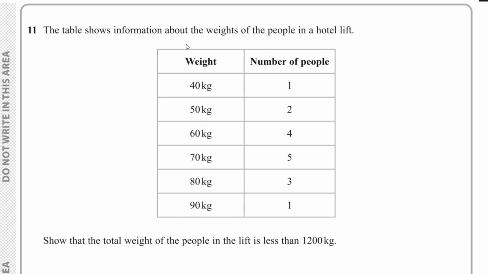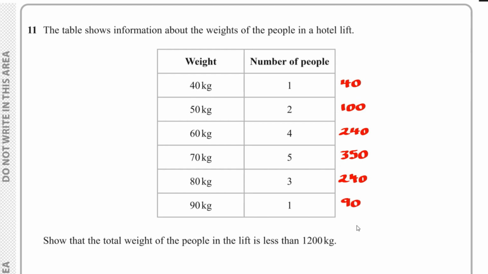Question 11. The table shows information about the weights of the people in a hotel lift. We have to show that the total weight of the people in the lift is less than 1,200 kilograms. We've got one person with a weight of 40 kilograms. We've got 2 people with a weight of 50 kilograms, so their total weight is 100 kilograms. We've got 4 people with a weight of 60 kilograms, so their total weight is 240 kilograms. We've got 5 people with a weight of 70 kilograms, so their total weight is 350 kilograms. We've got 3 people with a weight of 80 kilograms, so their total weight is 240 kilograms. And we've got 1 person with a weight of 90 kilograms.